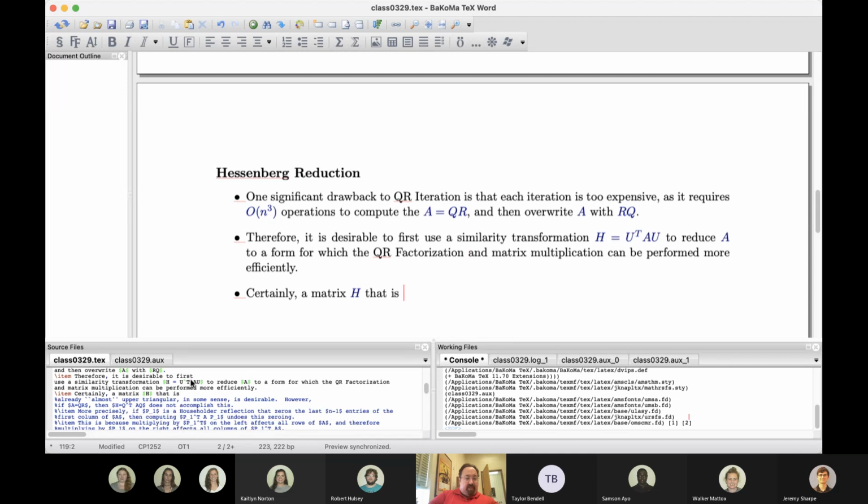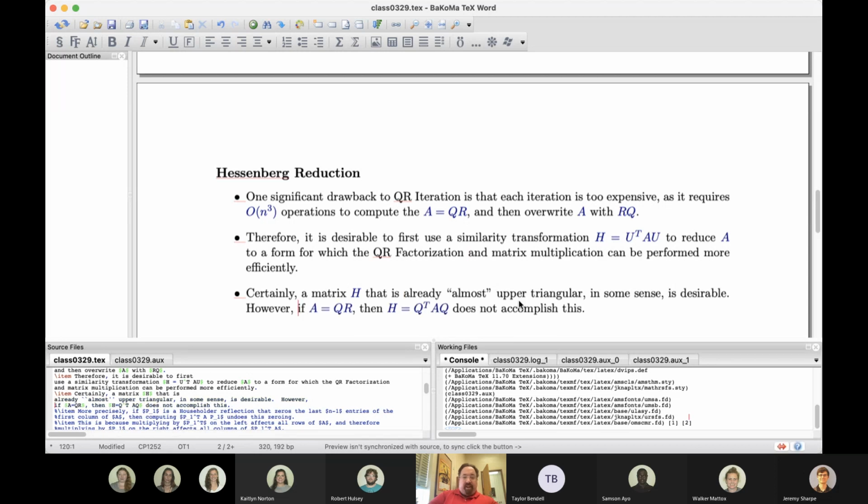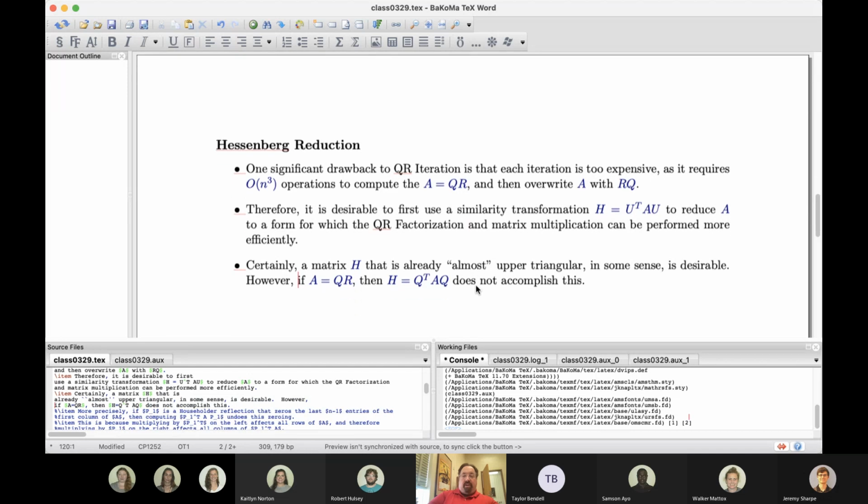Now, since we end up computing QR factorization of H, if it's already almost upper triangular to begin with, that would be great, because then this part would not take much work, and then hopefully this would not take much work either.